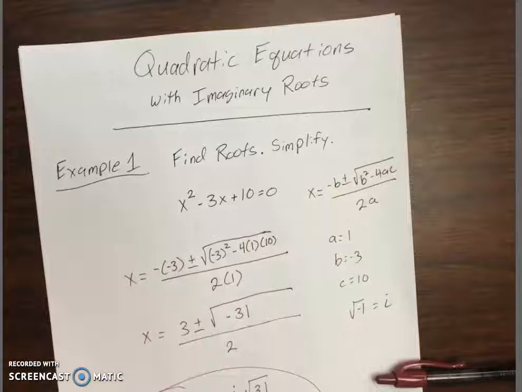So we looked at finding roots of quadratic equations that have imaginary roots. X equals minus b plus or minus the square root of b squared minus 4ac, all over 2a.